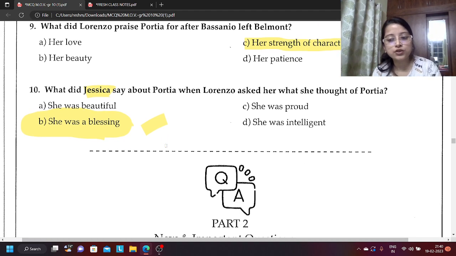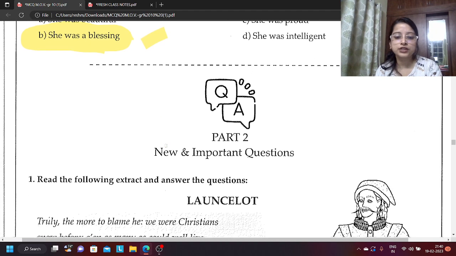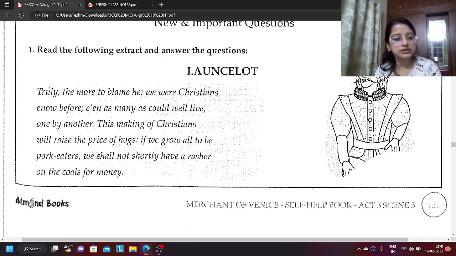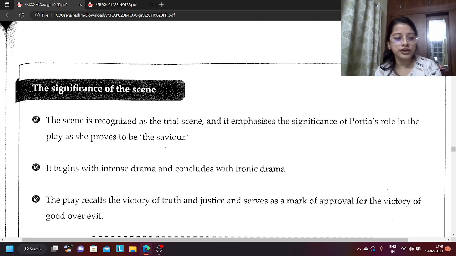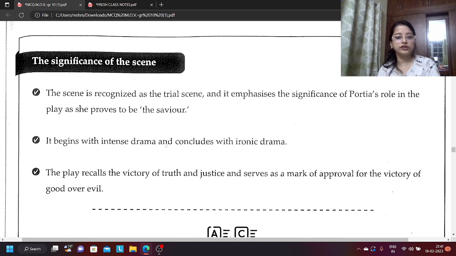Okay. So that is all from here. We will move to the next question. These are some questions whose answers are already written. So I'm not discussing the significance of the scene. If you want, you can check them. Okay, I have shown it over here.